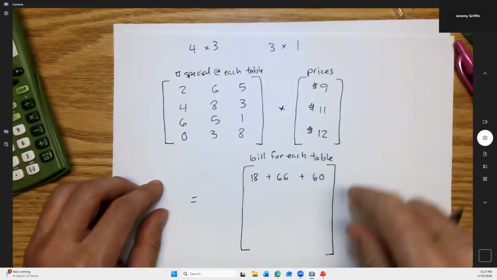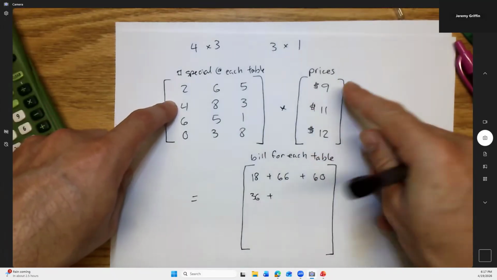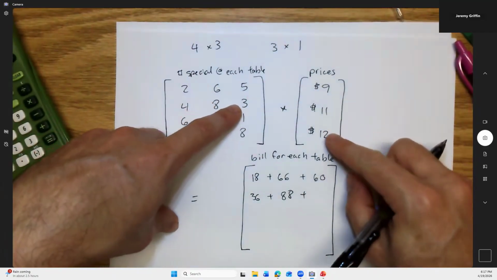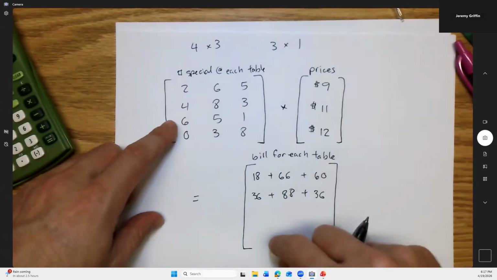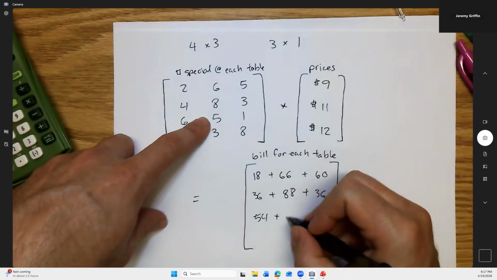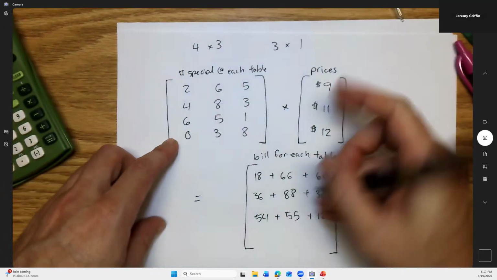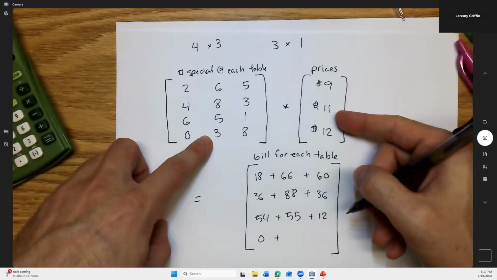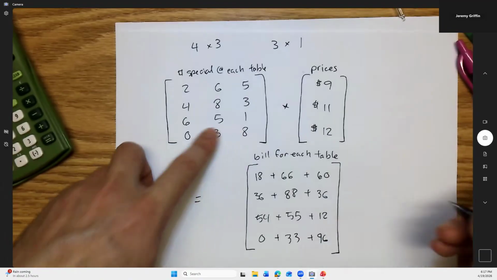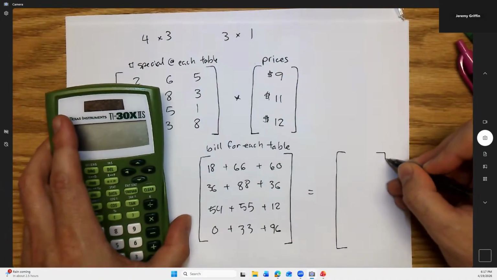There you go. Okay, how about table B? Got 4 times 9. I got 8 times 11. And 3 times 12. Table C. Got 6 times 9. 5 times 11. 1 times 12. Table D. 0, 33, 96. Okay. So equals. All right, and then this is the same.